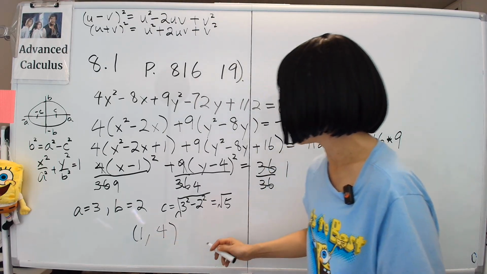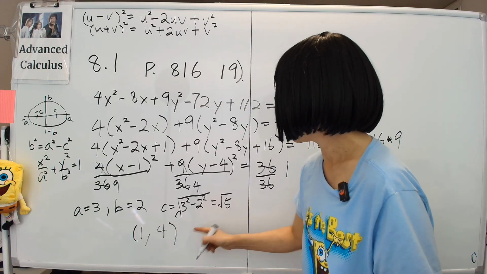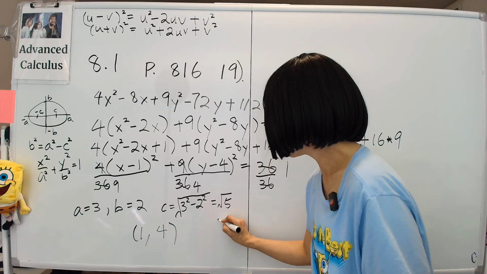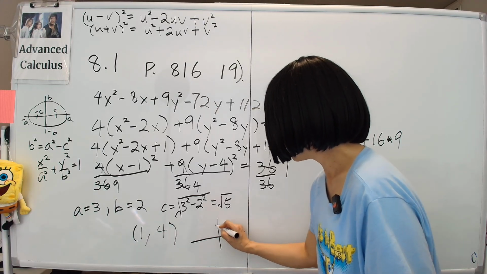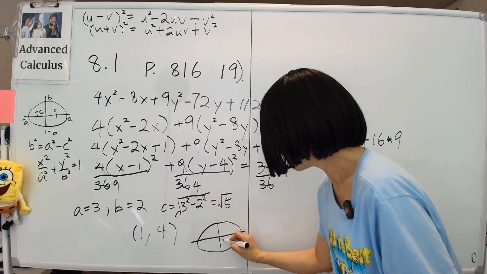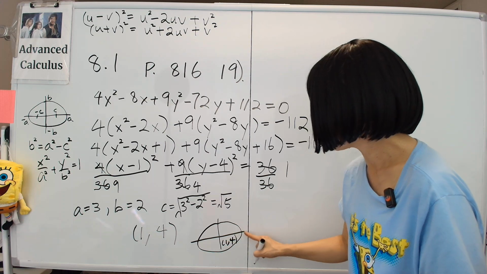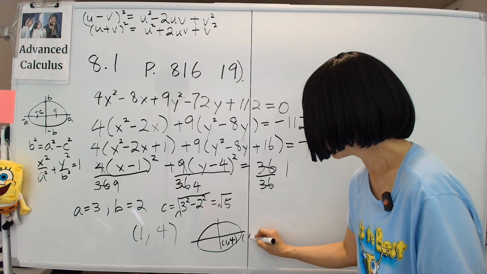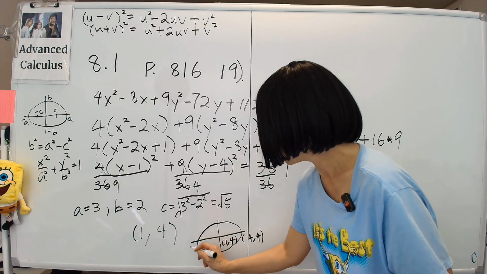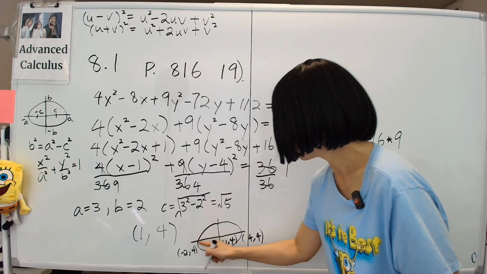Being that this is the center, the endpoints will be, let's see, the x position will be, that is, our ellipse is something like this. Okay, so the center is at 1, 4, and this one goes 3 steps. That will be 4, 4, and over here will be 1 minus 3, which is negative 2, and 4. Those are the points across.